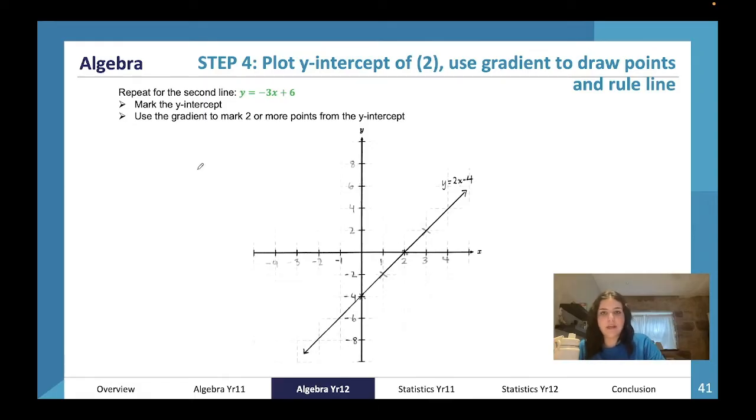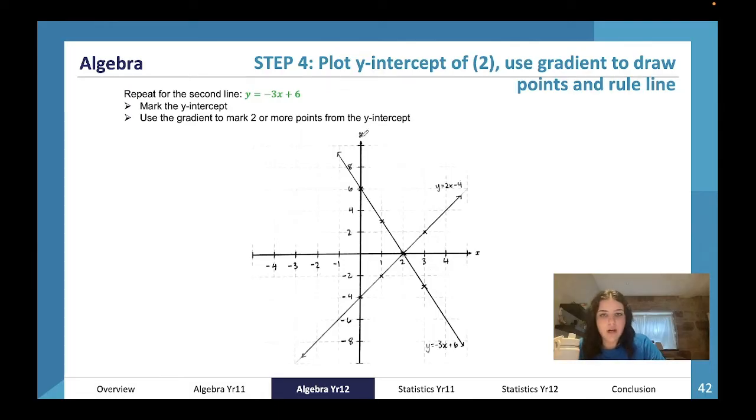So let's go back here. What was the y-intercept? 6. So we're going to mark 6. What's our gradient? -3. Now what's the difference with gradients? Some are positive, some are negative. This is a positive gradient, the one we just did before, because it was a positive 2. This is a -3. Negative gradients run from top left to bottom right.